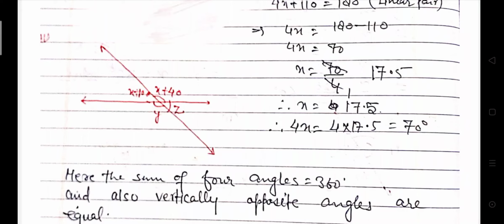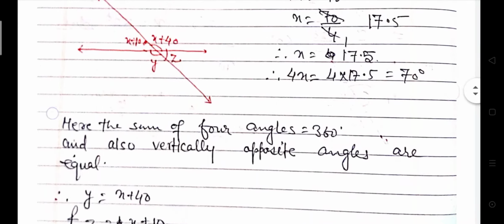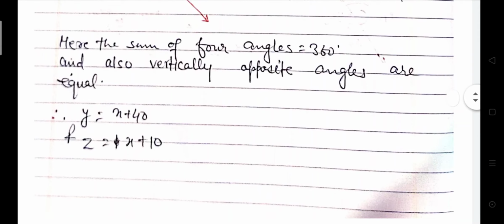When two lines intersect each other, the angles formed in front of each other are the opposite angles. So the vertically opposite angles are also equal in measure. If one angle is x plus 10, then the value of z is also x plus 10, and the value of x plus 40 is equal to the value of y. So we write here, therefore y is equal to x plus 40 and z is equal to x plus 10.